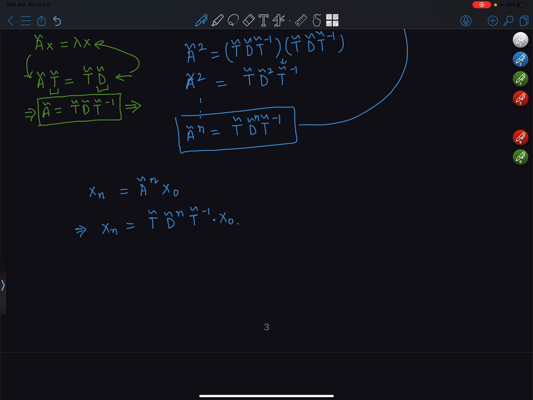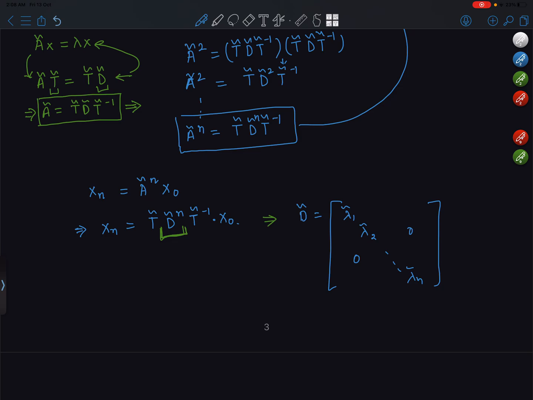x naught, where the only term that is changing with time steps is this D tilde to the power n. Rest of them are constant, and D tilde is nothing but lambda of A tilde. So it's basically the eigenvalues of A tilde. It's a diagonal matrix whose diagonal elements are the eigenvalues of A tilde.